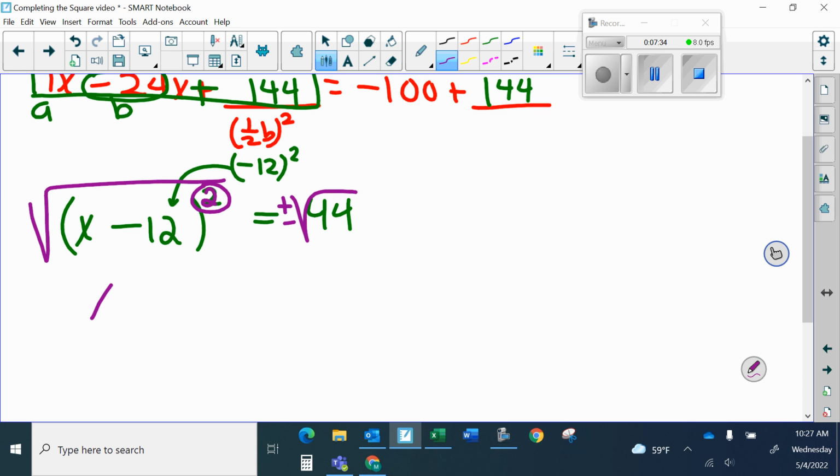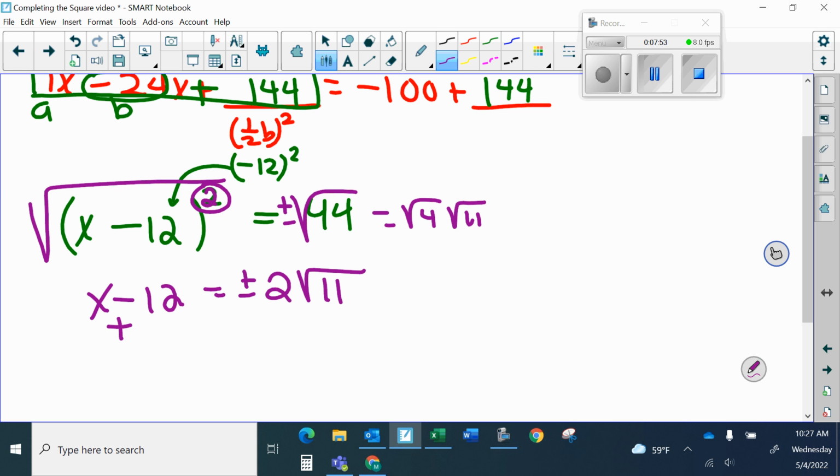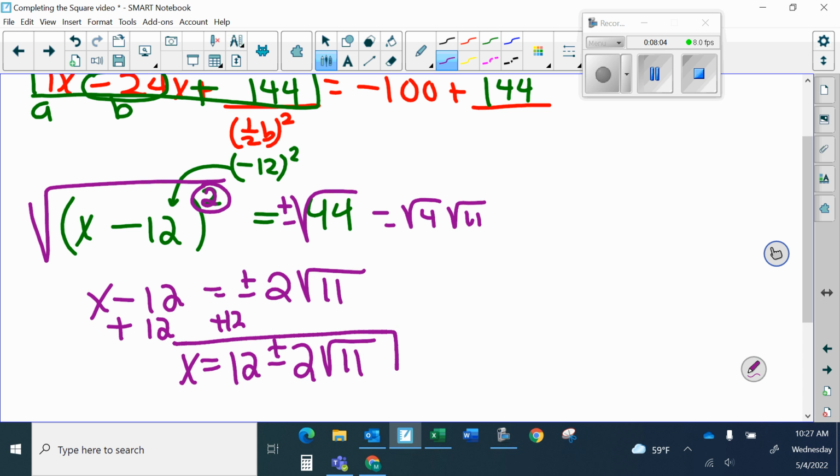Okay, and now I have x minus 12 equals plus or minus. I need to be able to reduce that radical. Remember, that is root 4 times root 11. Which one of those is a perfect square? Square root of 4. So that equals 2. Root 11 does not break down anymore. So it's just root 11 again. Last step, add the 12 across. So I have x equals 12 plus or minus 2 root 11. These are my two answers right there.